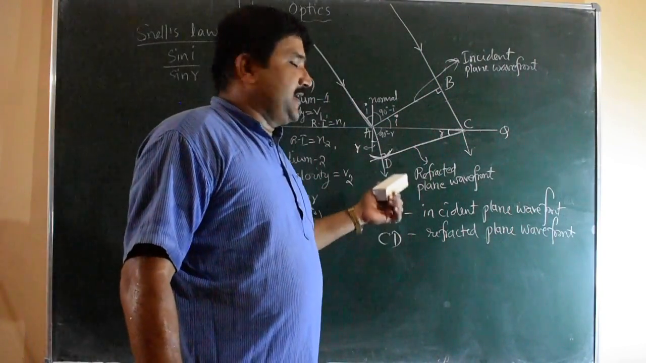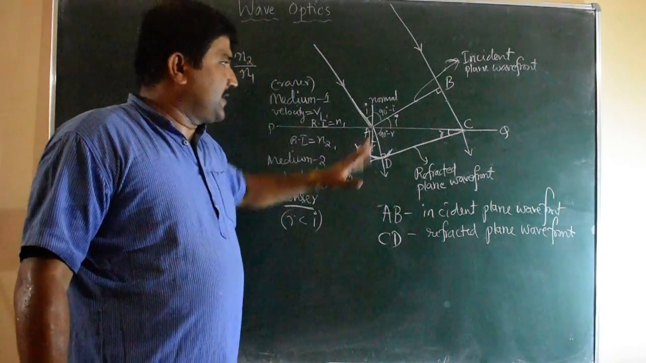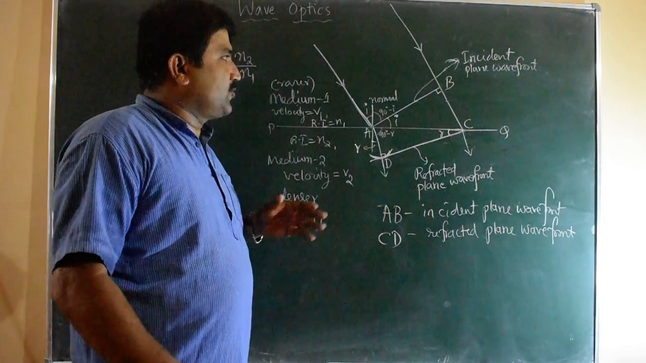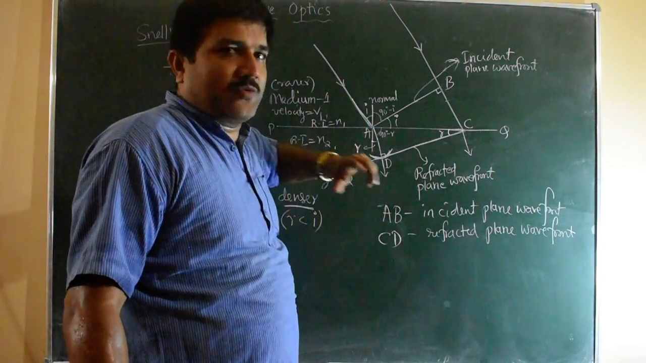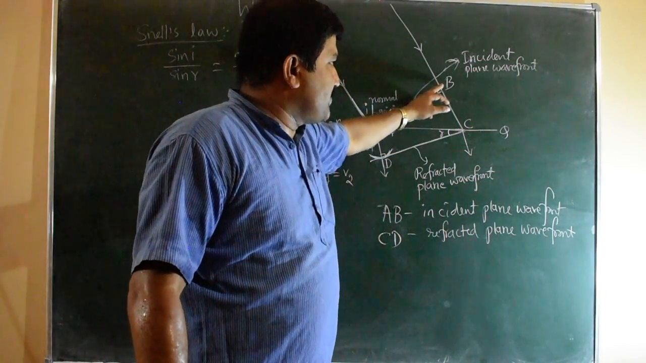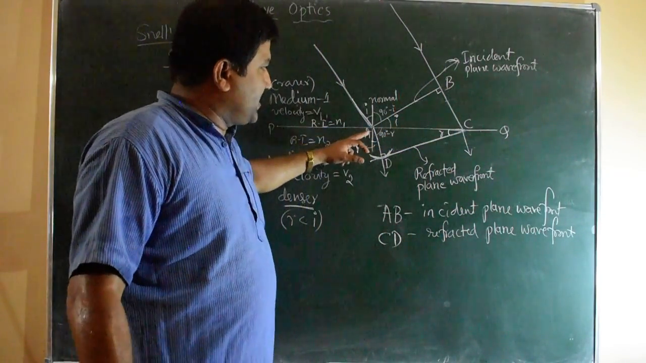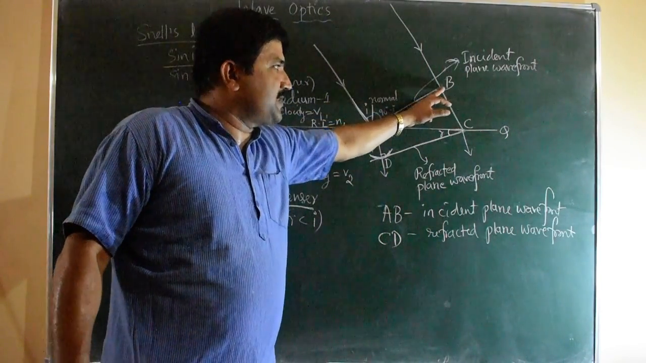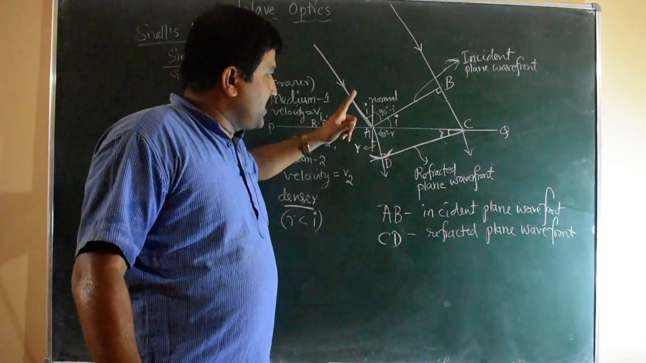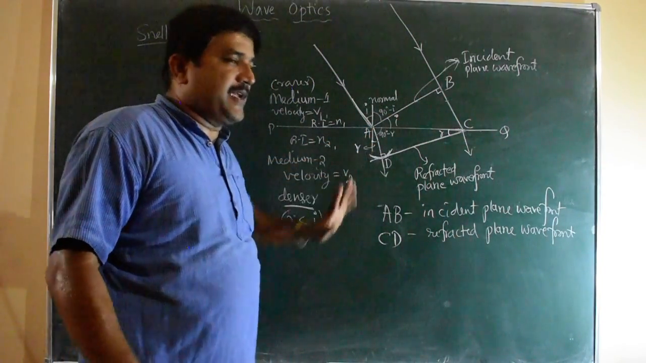Next, the derivation part. All the explanation and the diagram I have explained. Now what I have to do: in a time duration tau, light travels a distance BC in medium 1. In the same time duration tau, light travels a distance AD in medium 2.